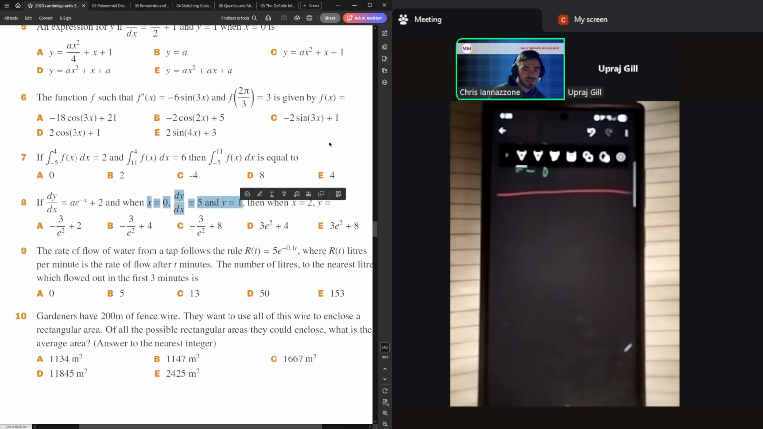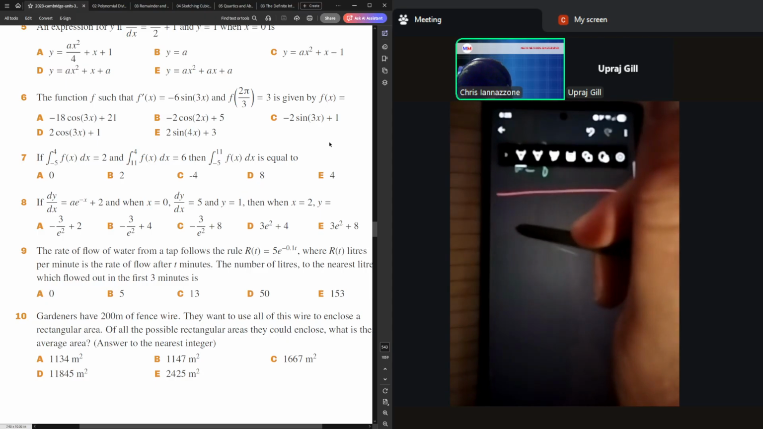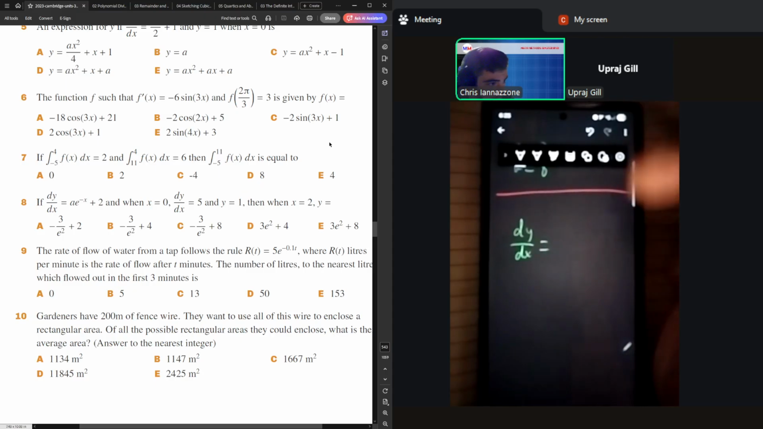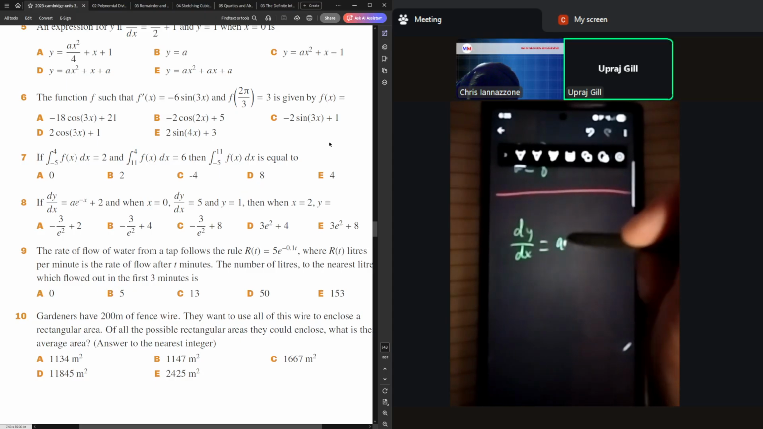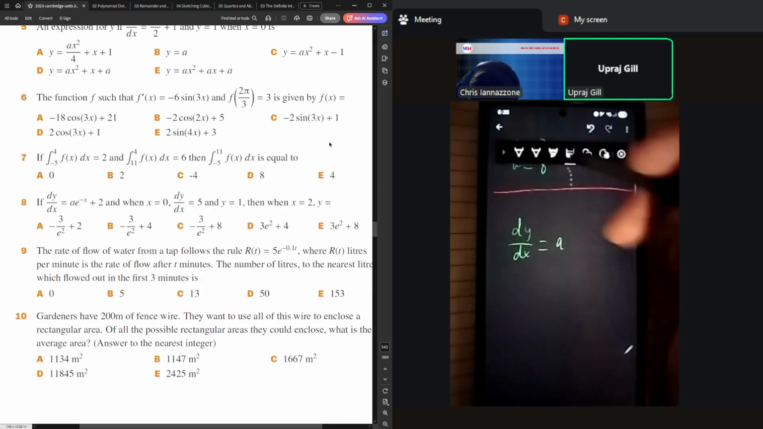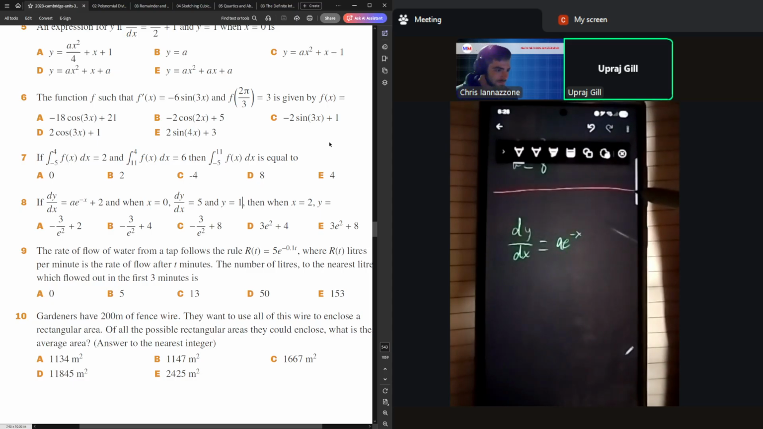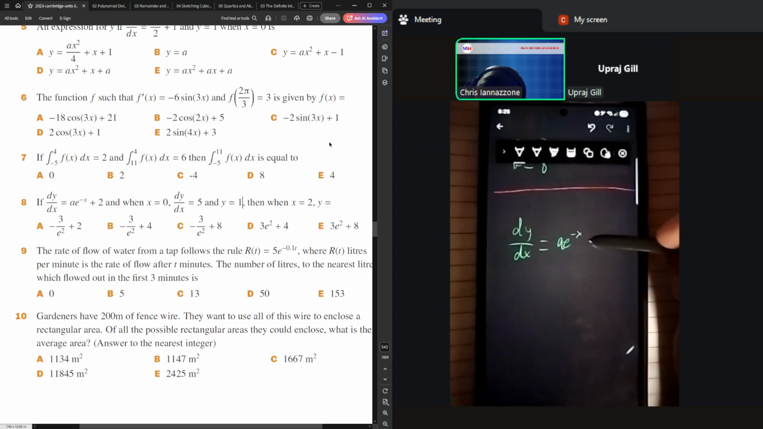We're not using any of this information yet. Now could we start making use of that? I guess we start putting in those points to find the full equation. Yeah, absolutely.